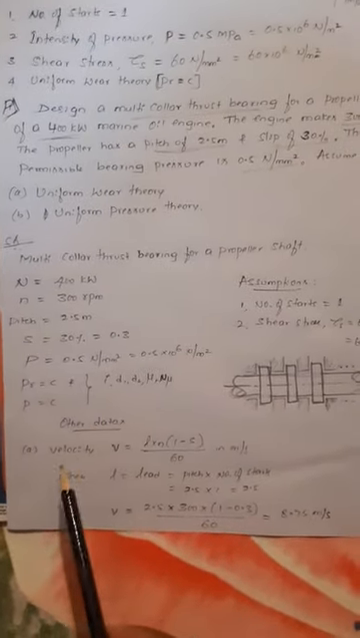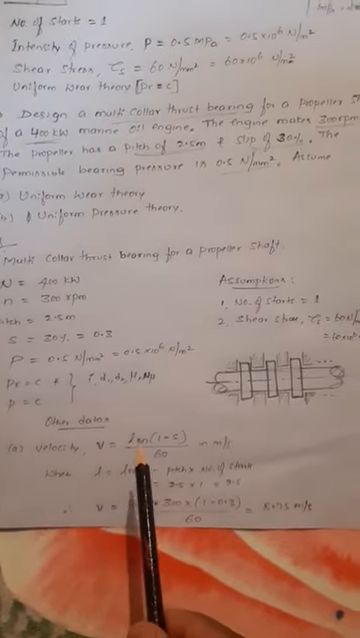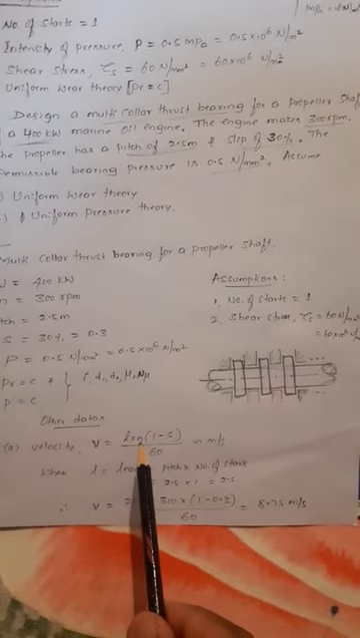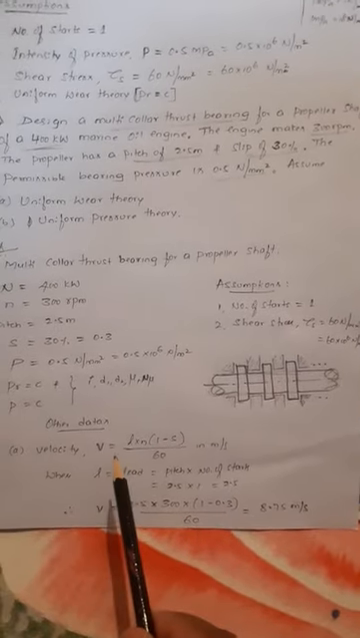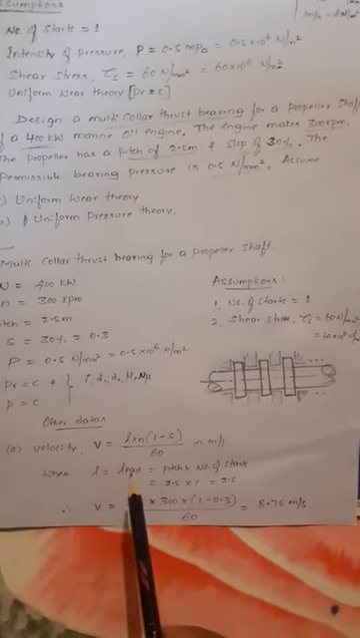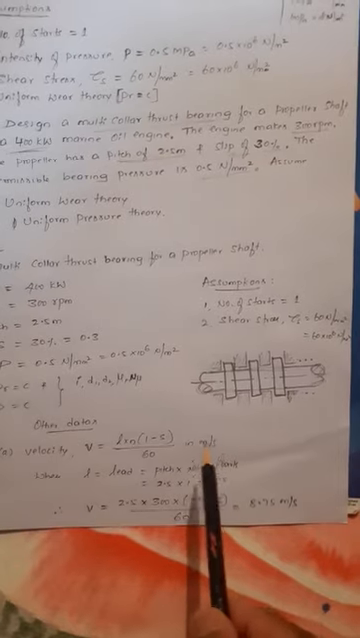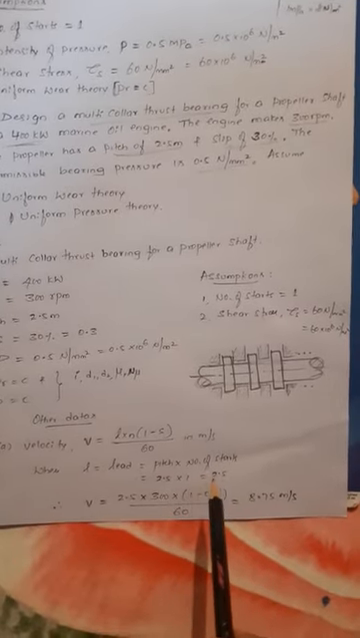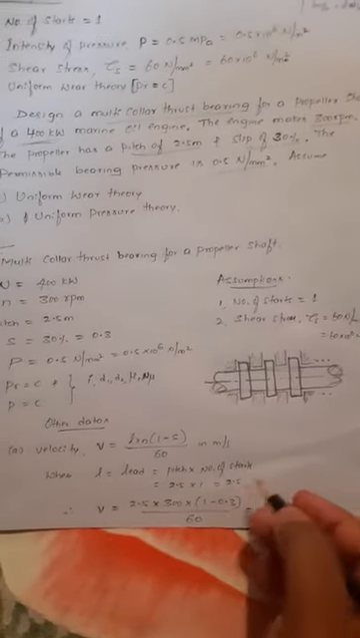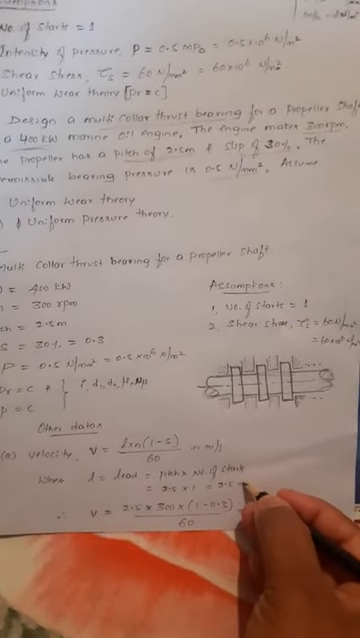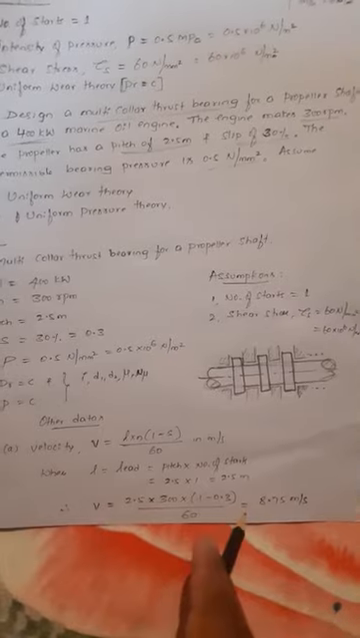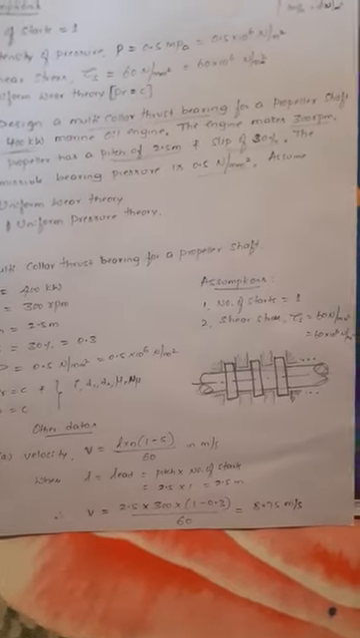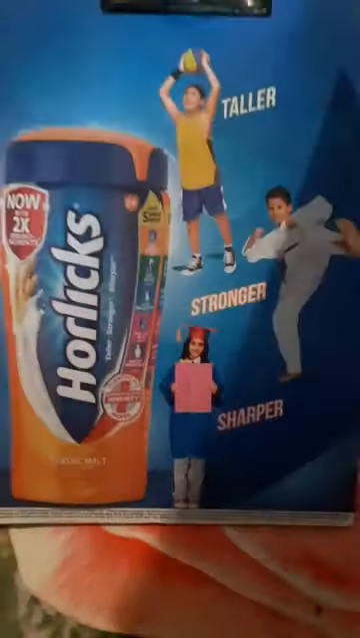Now after writing the given data, what are the other data? First calculate the velocity. Velocity is equal to lead into speed into (1 minus s) divided by 60, in meter per second. Remember this formula. Lead is nothing but pitch into number of starts. The number of starts is not given, so you assume it is 1, and the lead is also 2.5 meter. Next, substitute those values into the velocity. Now you get velocity as 8.75 meter per second.